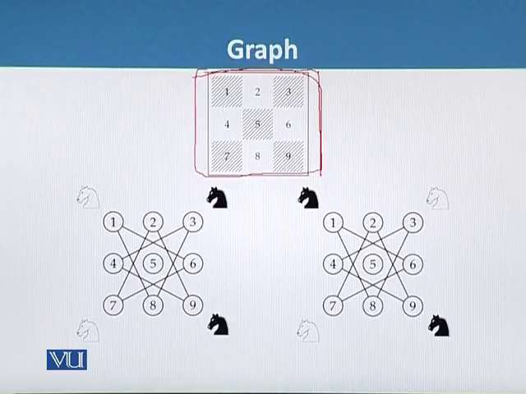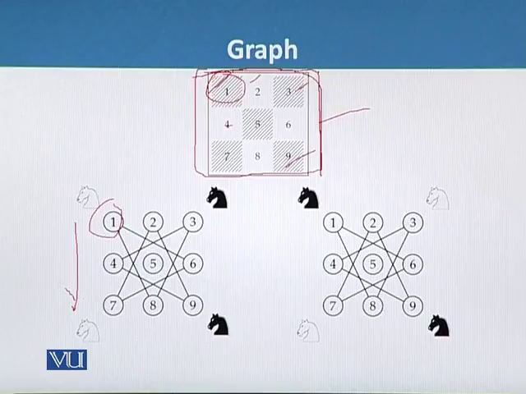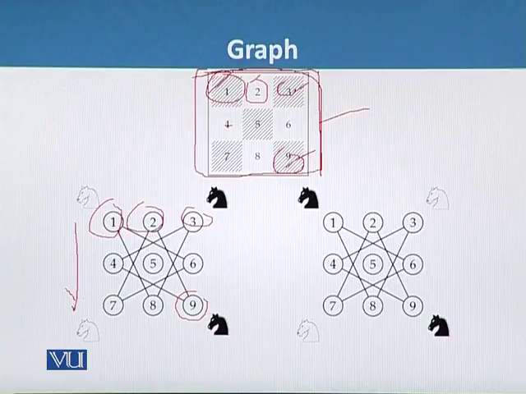So we can see here that this chessboard is now represented in this graph form. In the 3x3 chessboard, this is the first block, second, third, and so on up till 9. And this chessboard is represented in graph form as the same as it is in this form. So we can say that this one is represented as a vertex here, second one is represented here, third one, and so on up till 9. So only the representation is changed and the form remains as such.